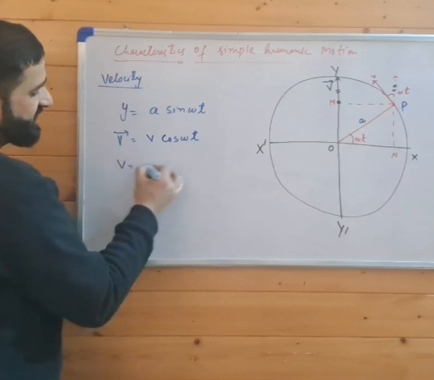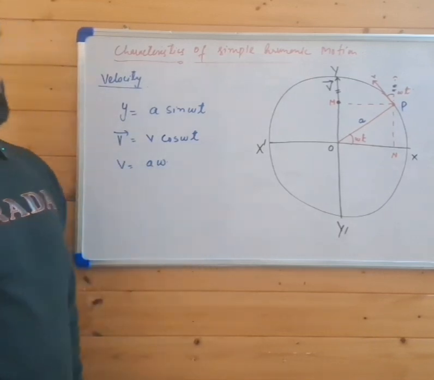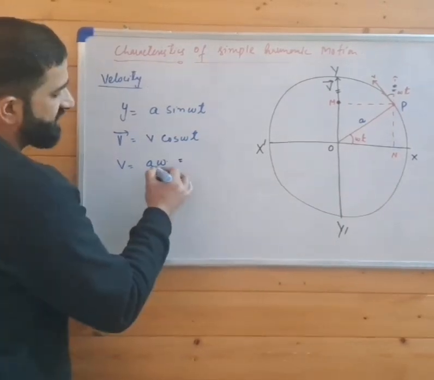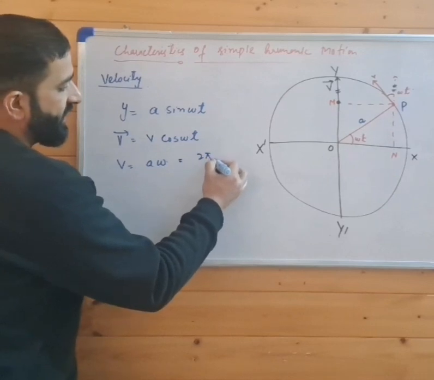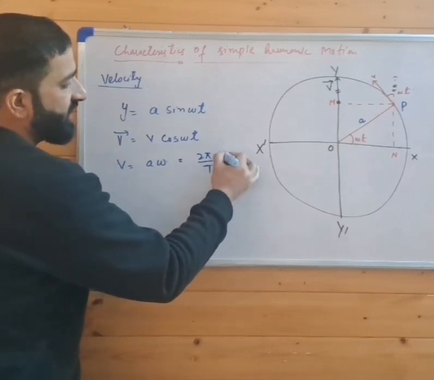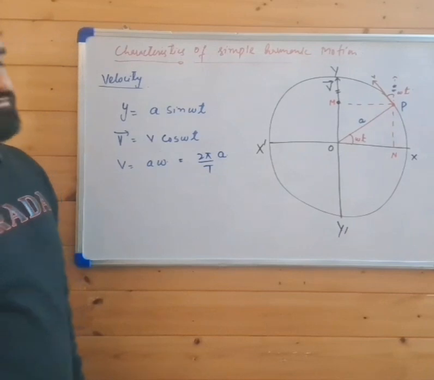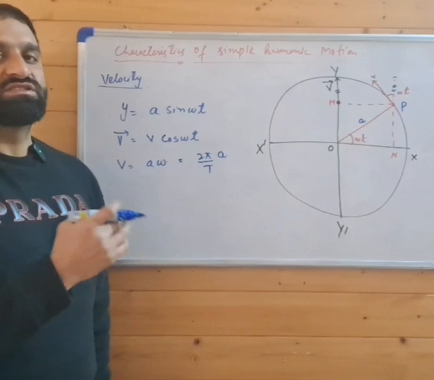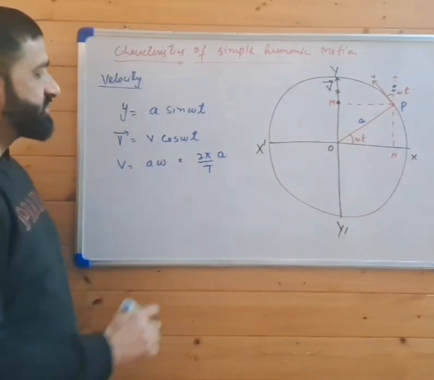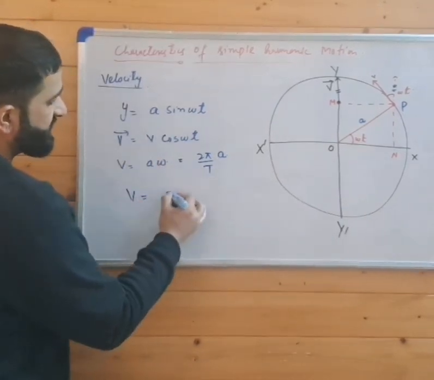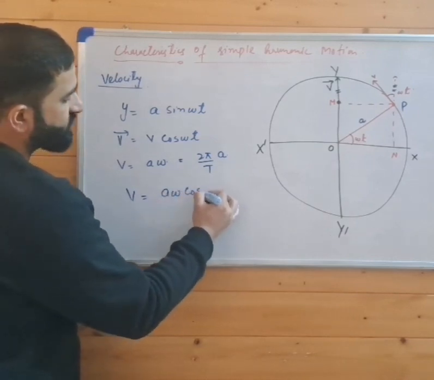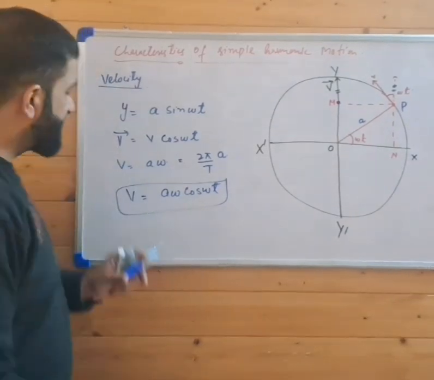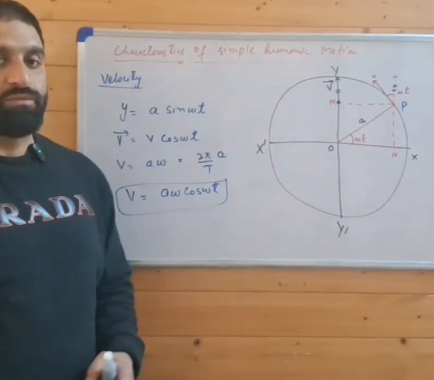Now we know that v is equal to a into omega, where omega is the angular velocity and a is the radius. It can be given as 2 pi divided by T into a, where 2 pi a is the circumference of the circle and T is the time period of revolution. That means that gives us the linear velocity. So we can say that v is equal to a omega cos omega t. The velocity of the particle executing S.H.M is given as v is equal to a omega cos omega t.